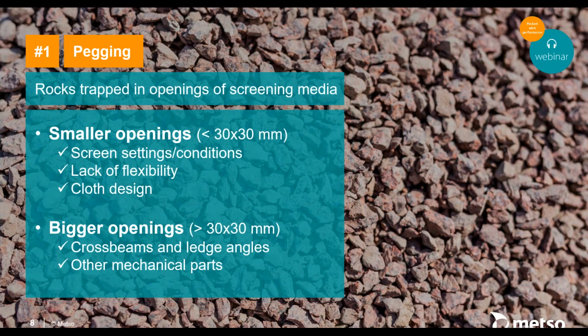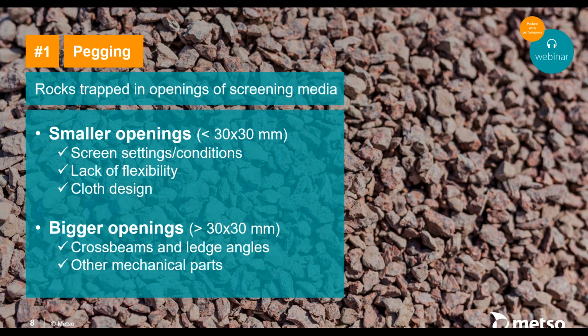So when it comes to pegging, let's say I divided this into two sections. When you talk about smaller openings in the screen cloth, and don't get too focused on the actual value here, 30 by 30 millimeter, but let's say below that as a typical figure. And here we can have a couple of different reasons for that.